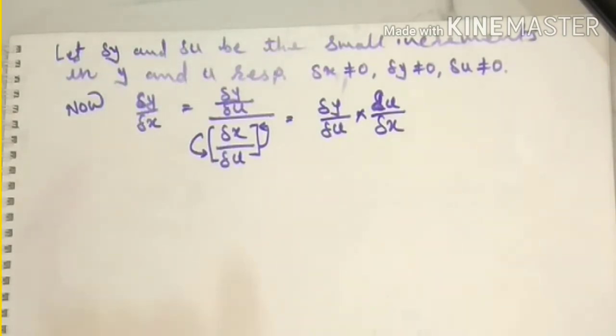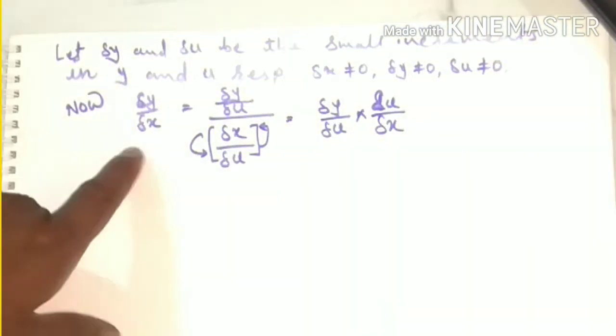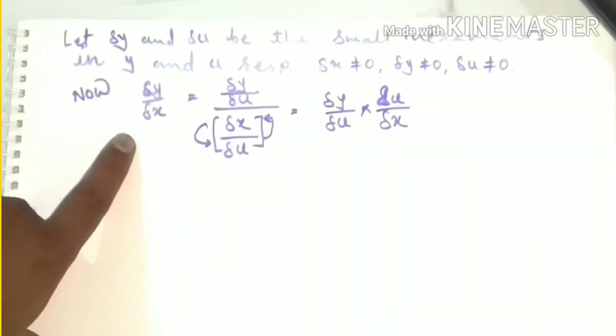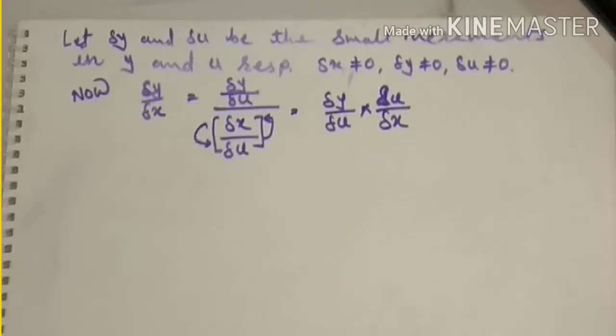It's very simple, friends. Once again I will repeat it. What I have taken is delta y by delta x. First of all, one thing students have to clear in their mind: this is not dy by dx. I cannot write dy by dx because y is not a function of x. y is a function of u, which is given in the statement part of the theorem.